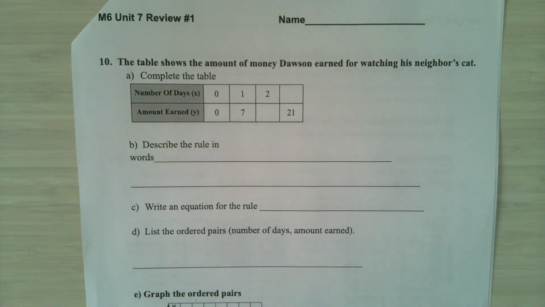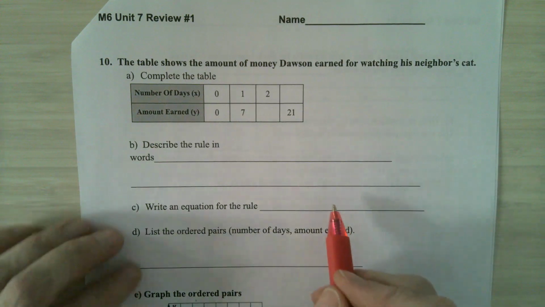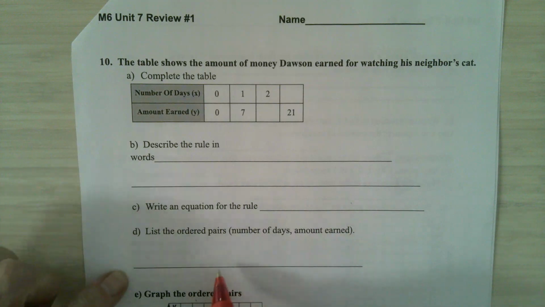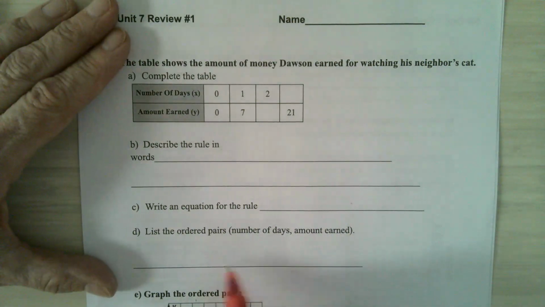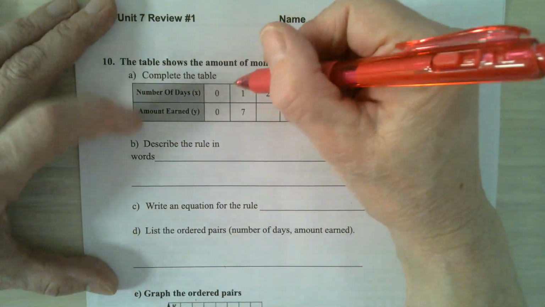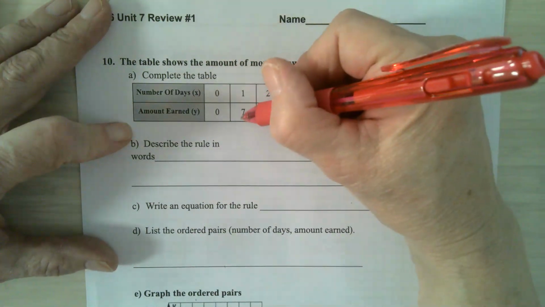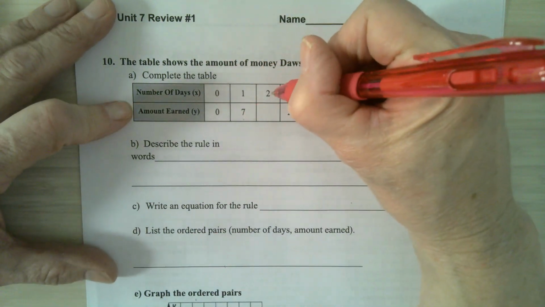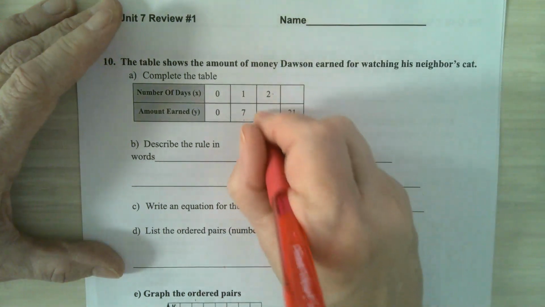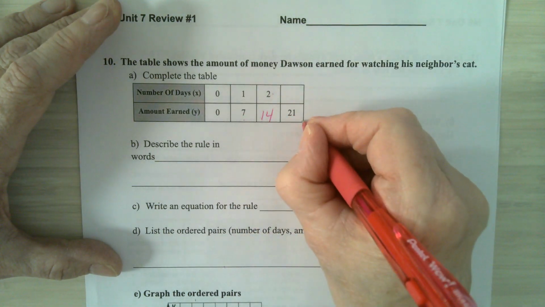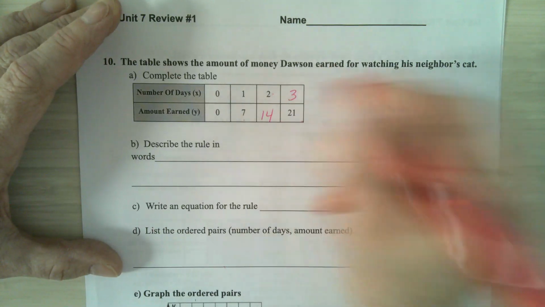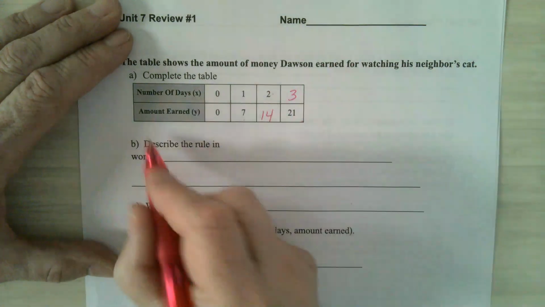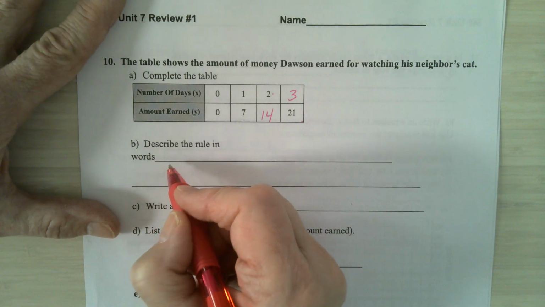The table shows the amount of money Dawson earned for watching his neighbor's cat. Complete the table. Describe the rule in words, write an equation, and list the ordered pairs. Okay. One day, $7. How much do you think he earned for 2 days? 14. How many days did he watch the cat to earn 21? Everyone could do that.